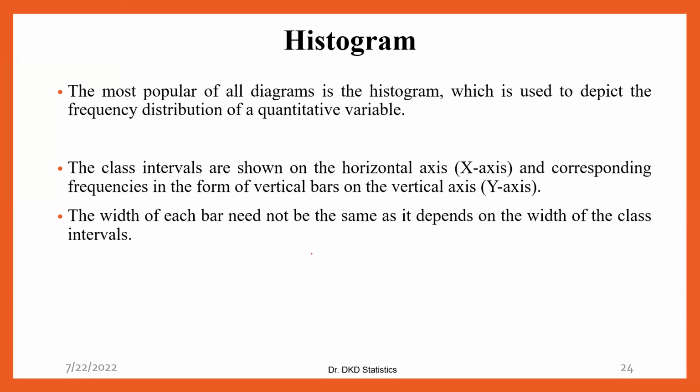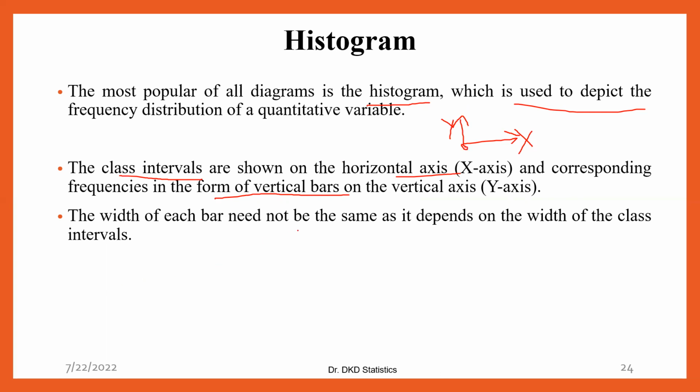The most popular of all diagrams is the histogram, which is used to depict the frequency distribution of a quantitative variable. The class intervals are shown on the horizontal axis and the corresponding frequencies in the form of vertical bars. So we need to understand this horizontal line is known as the x-axis, and this vertical line is known as the y-axis, and this is the origin point.